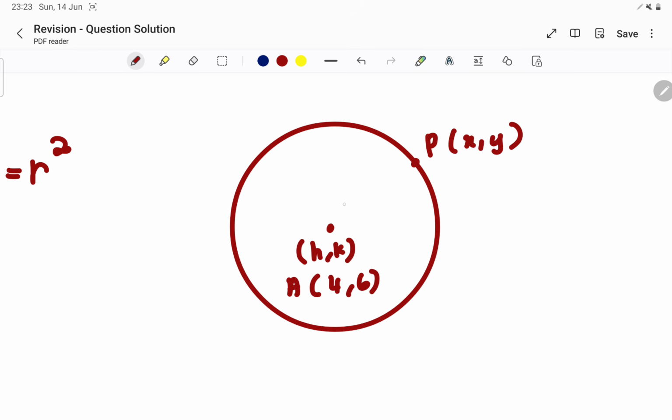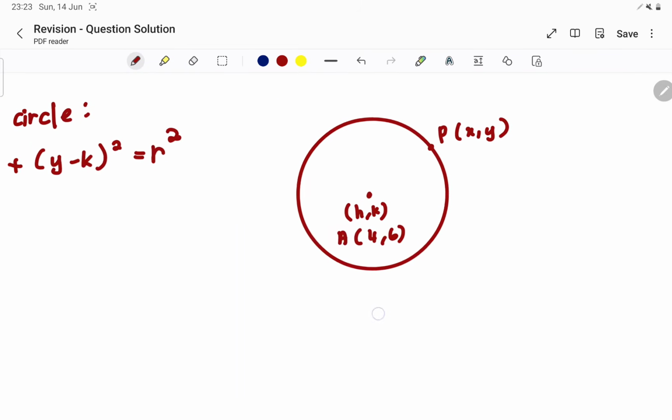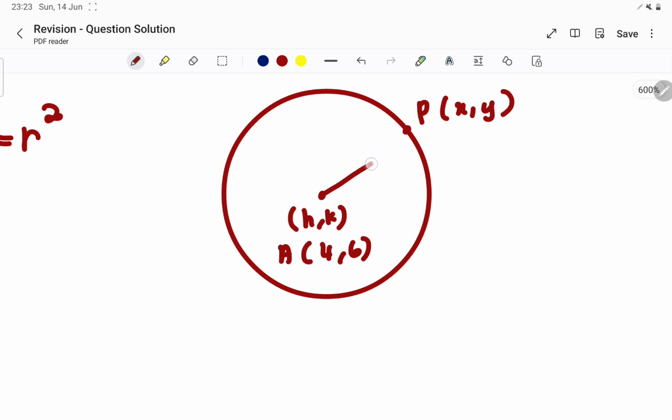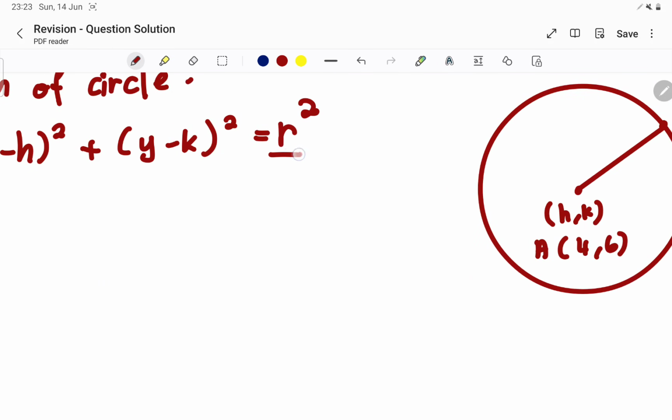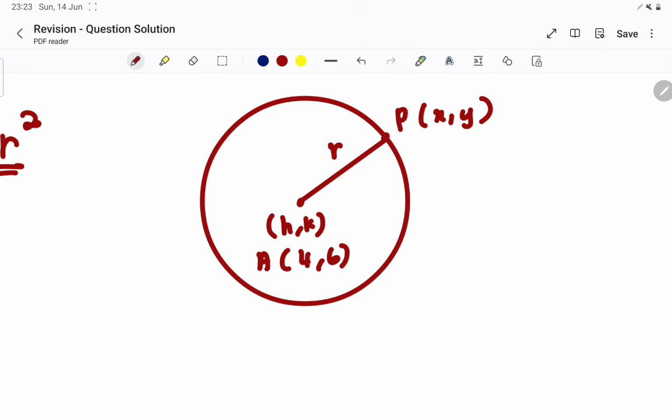And from here, if you see, we want H and K and also R. What is R? R is the distance between the center and the point P, so by right it is A to P. Now in order for us to find R, because inside the equation we want the value of R, we have to find P to A.